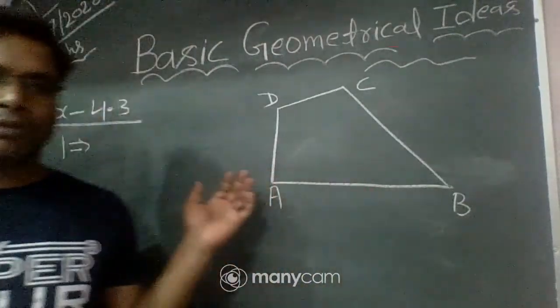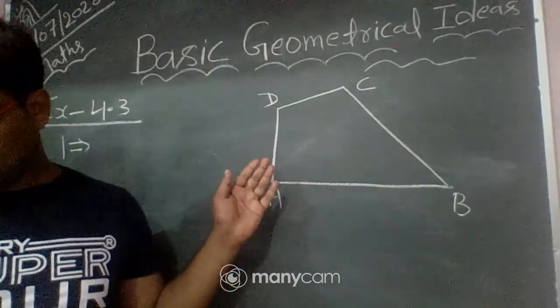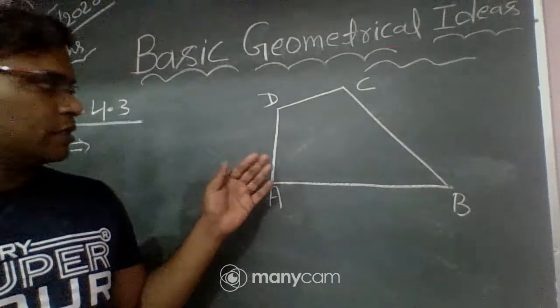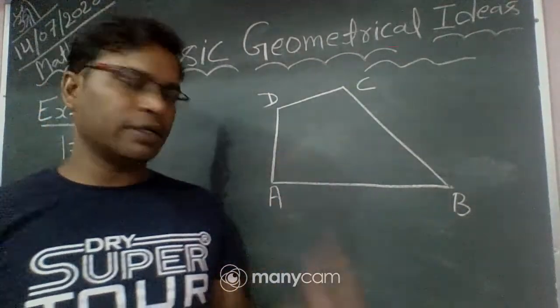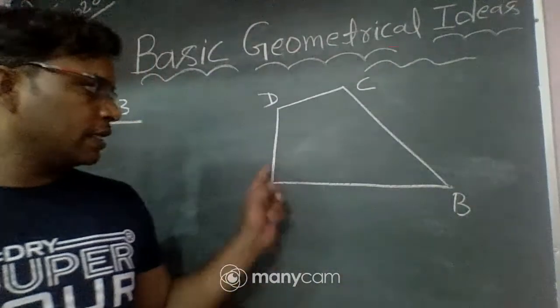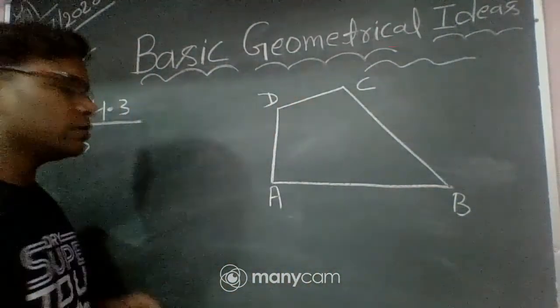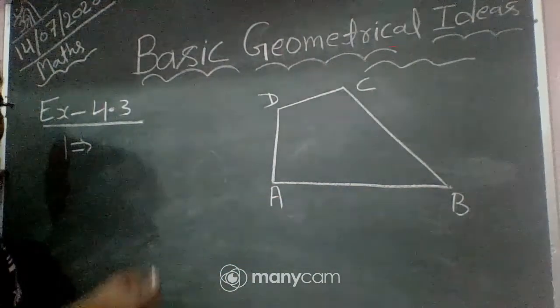Here is question number 1. A figure is given, and we have to name the angles in the given figure. So simply you can see angle A, angle B, angle C, angle D. You can write the names of angles in the given figure.